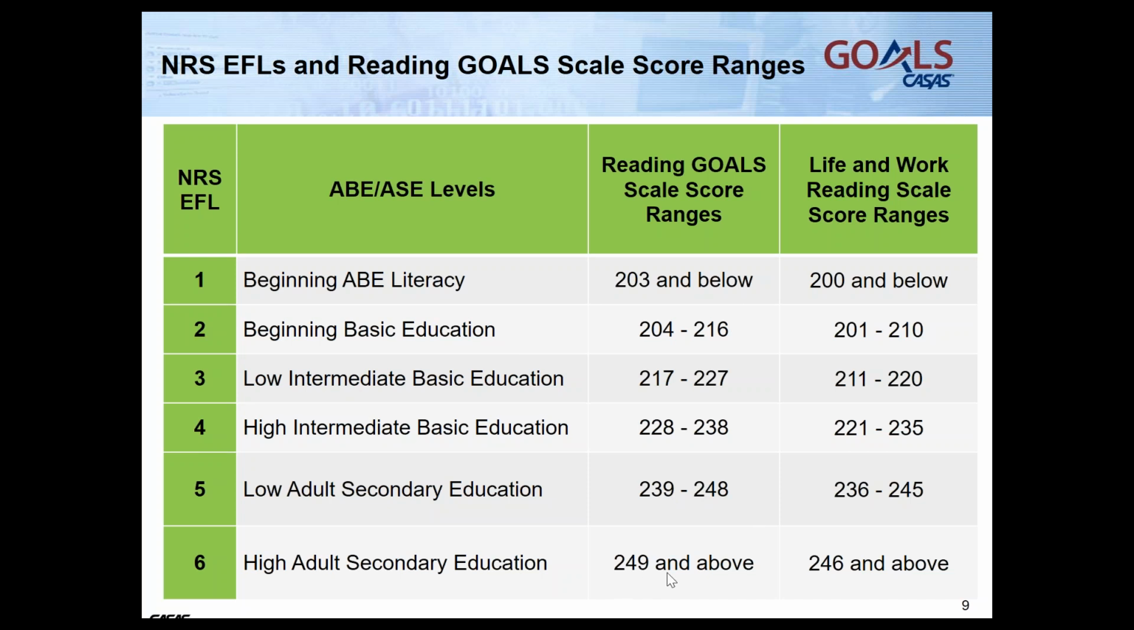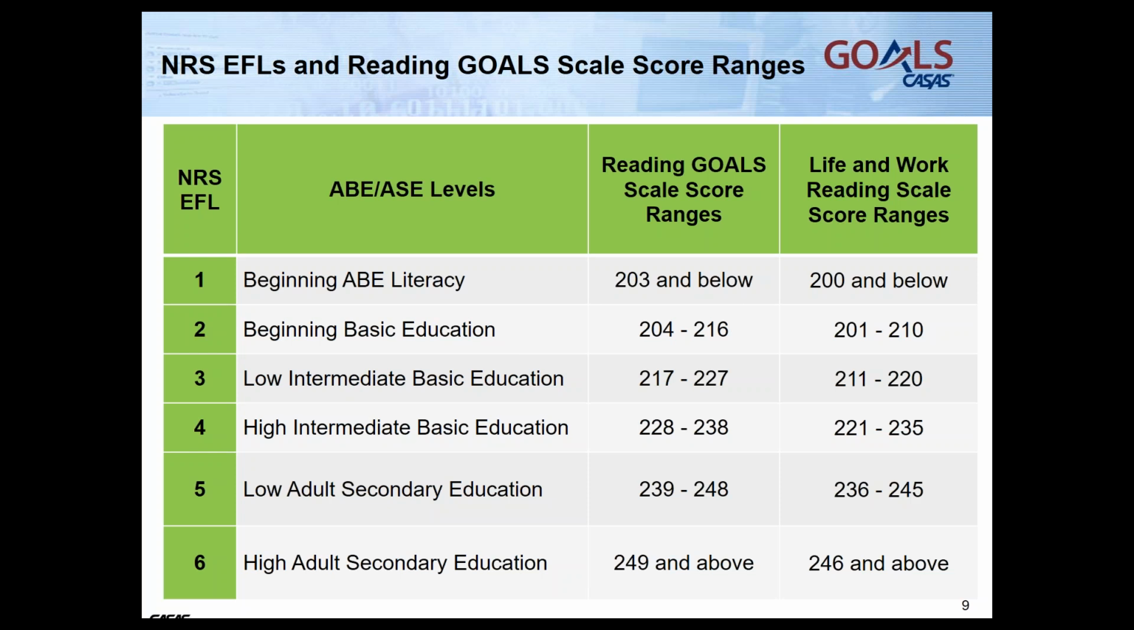And then 249 and above to get into high adult secondary. So levels 5 and 6 is where they're getting into high school equivalency preparation classes or preparation for whatever they're moving on to, whether it's a training program or work. But this is considered to be high school level here. All right, let me see if there are any questions before I go on.